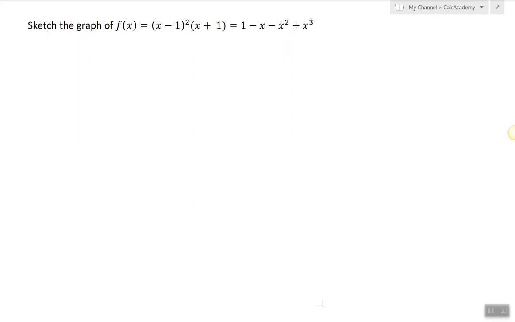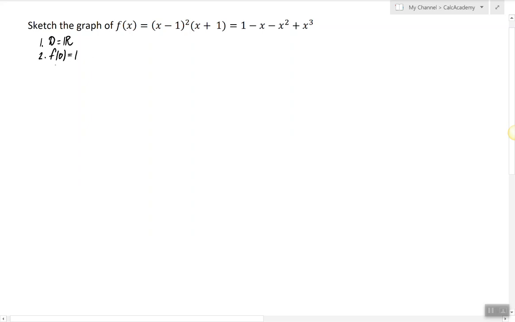In this video, we'll show you how to use calculus to sketch the graph of a polynomial function. So we're going to begin by recording the domain of this function. Domain is all real numbers because polynomials don't have any restrictions. In step 2, we will try to identify the intercepts, and we can start with f(0). At 0, the function is equal to 1.